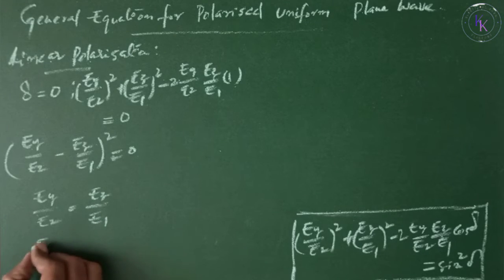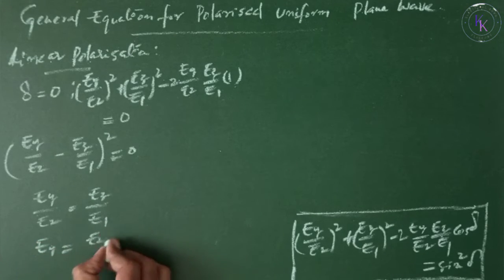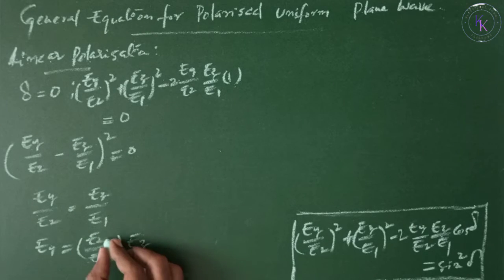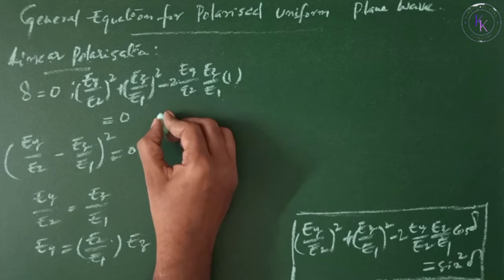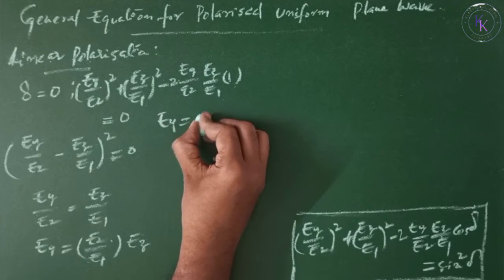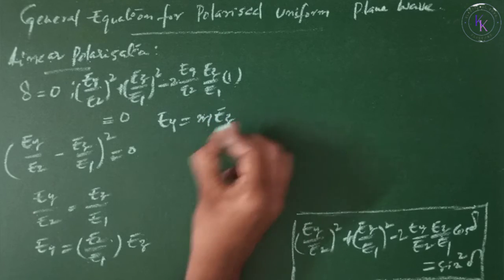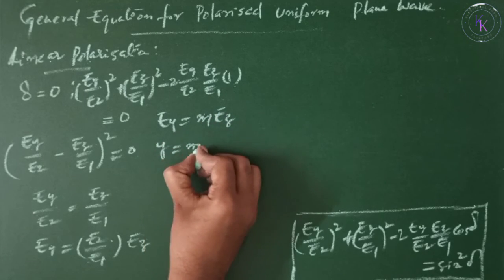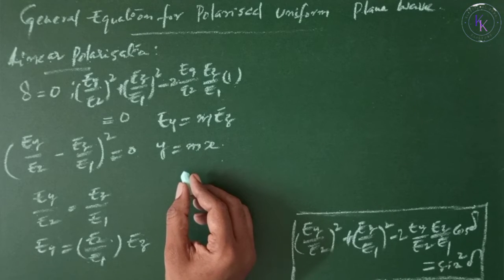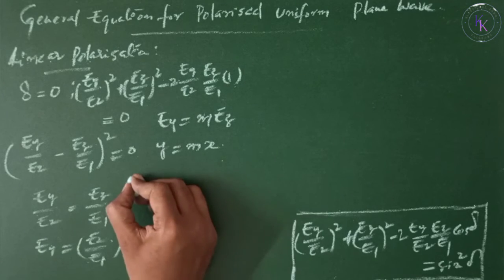Or simply you can write Ey equals E2 by E1 of Ez. Amplitudes are constant, so this value is constant, so we can write Ey equals a constant, let this be m, times Ez. This is in the form of y equals mx, which represents a straight line. Hence the general equation can represent a linearly polarized wave.